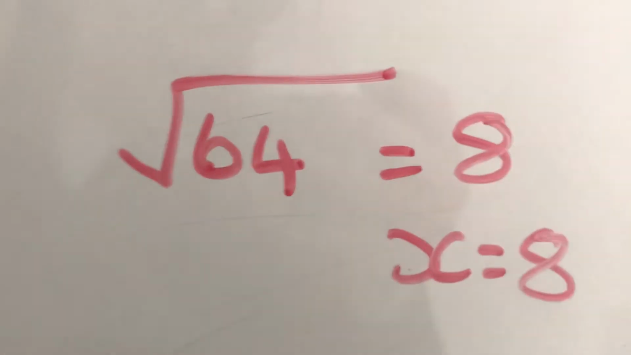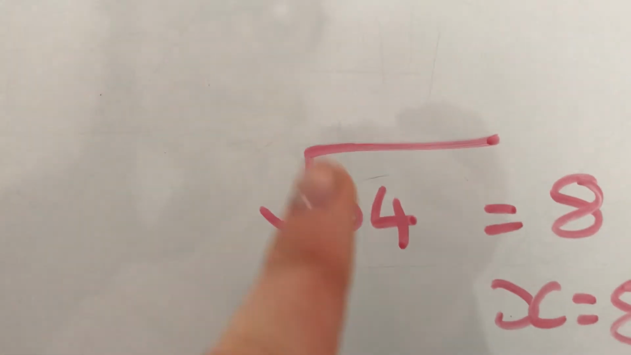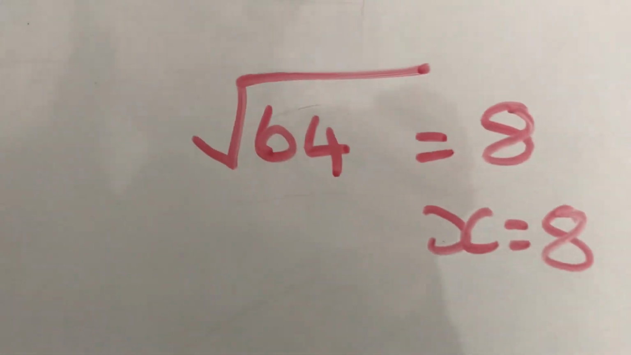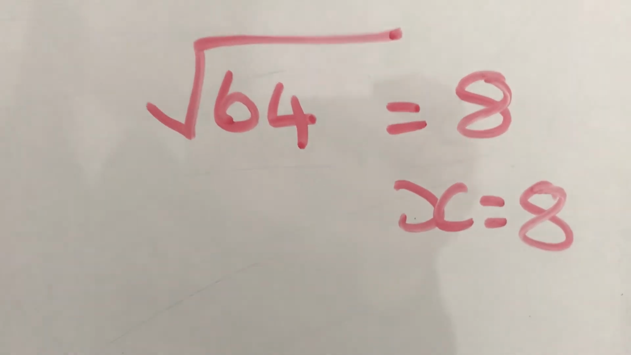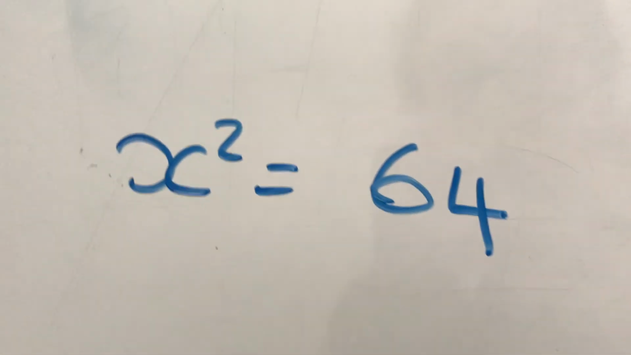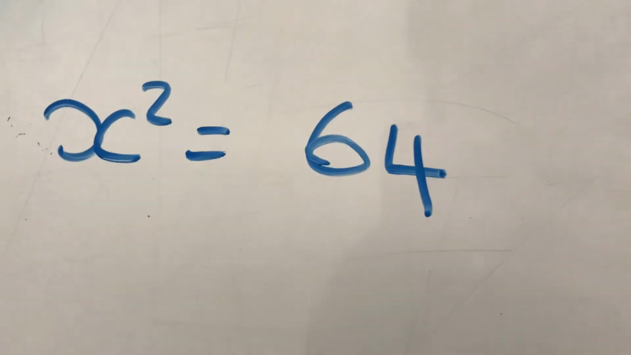So how can we figure that out? This symbol here, it looks a bit like a bust-up division, but it's not. It's a square root sign. So when we find the square root of 64, we get 8. That means x equals 8. And does 8 times 8 equal 64? Yes. That means that answer is correct.